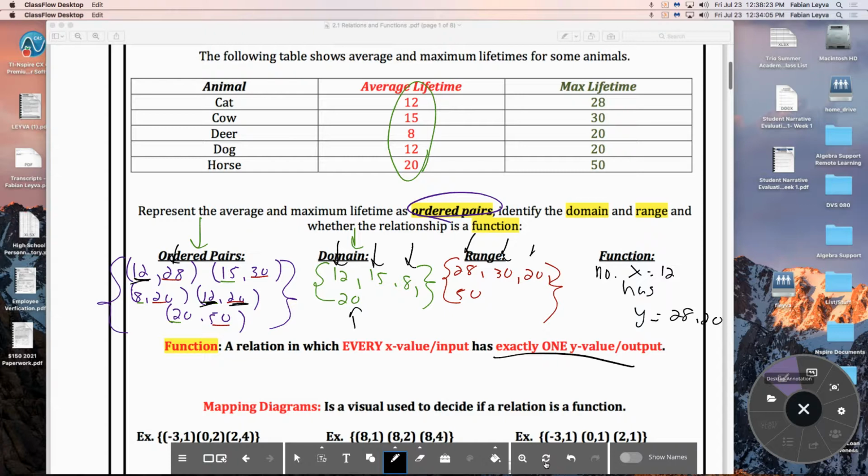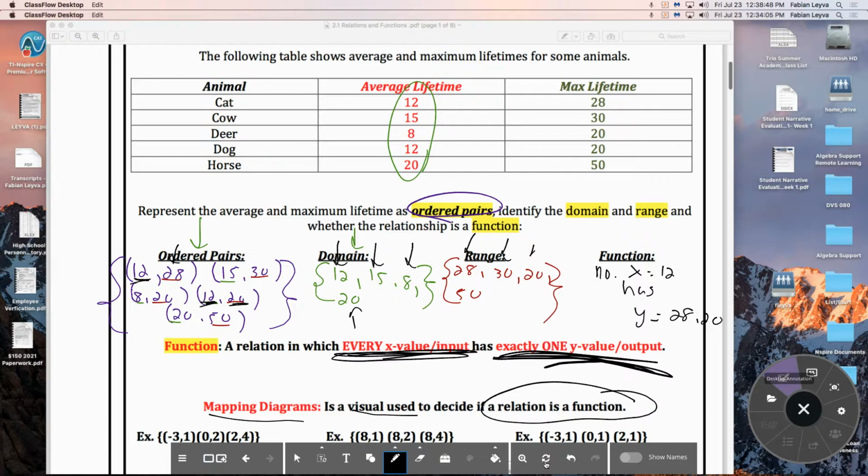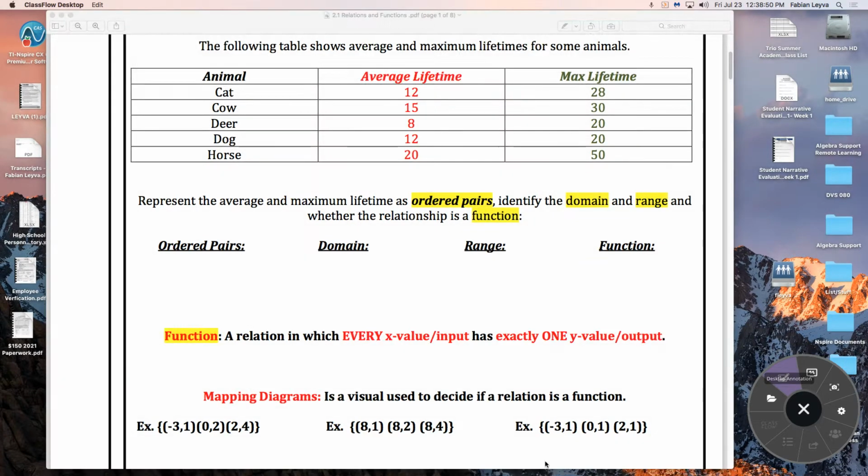So as you can see here, when you're looking at a bunch of ordered pairs, it's pretty hard to decide whether something is a function or not, because it's hard to visually see. There's a bunch of numbers scattered everywhere. So the next thing we're going to cover here is how to do mapping diagrams, because mapping diagrams are literally just visuals to help us figure out if a relation is a function, aka if every single X value has exactly one Y value or output. So let's go ahead and do that.